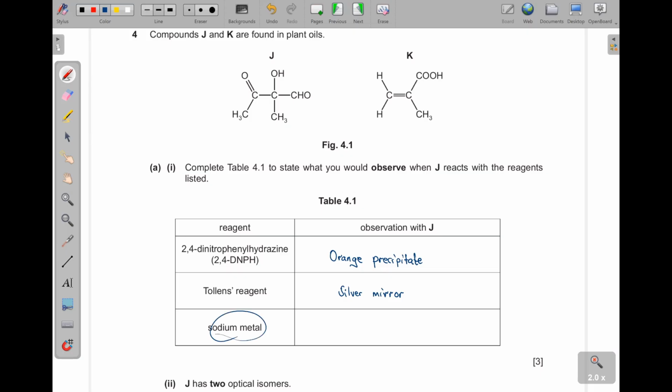Then sodium metal. When sodium metal reacts with an alcohol, we get what we call sodium alkoxides. So you remove this H here, you put the sodium, plus, minus, and then the hydrogen comes off as a gas. So we get half a mole of hydrogen gas. So that means here we shall just put effervescence. You need to be careful with the spelling. Effervescence, or if effervescence is very hard for you, put fizzing. You hear something like fizzy drinks when you open them, something like that.